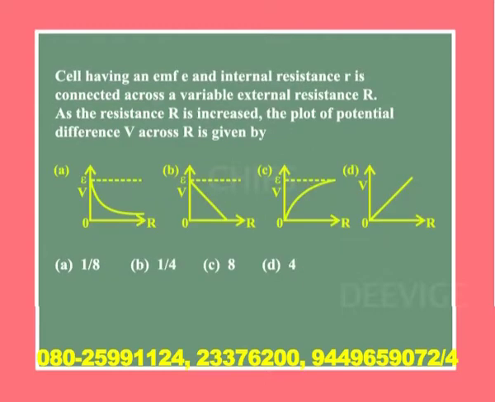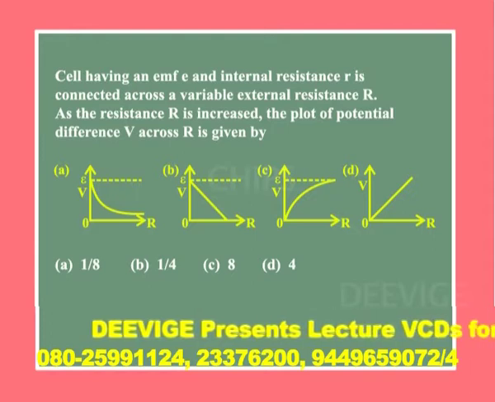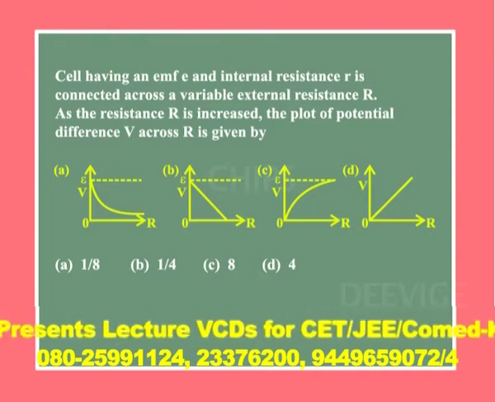Next problem is based on the graph. The question is taken from CBSE PMT 2012. A cell having an EMF E and internal resistance r is connected across a variable external resistance R. As the resistance R is increased, the plot of potential V across R is given by, you can look at the 4 diagrams here. Now, which among these 4 is correct is the question.